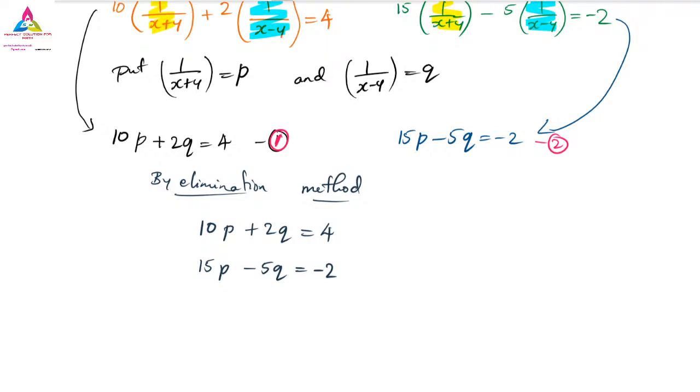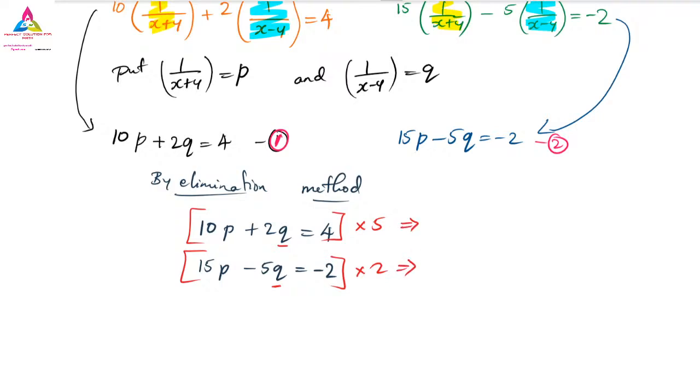Again we are following the elimination method, and we must have the same coefficient. Here we are not finding the same coefficient for p and q itself, so we have to multiply them with a suitable coefficient. I will multiply the first with 5 and the second with 2, so that the q values can cancel out. Yes, so multiply and find the answer.